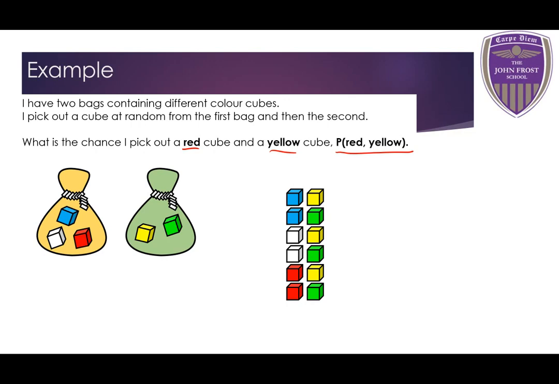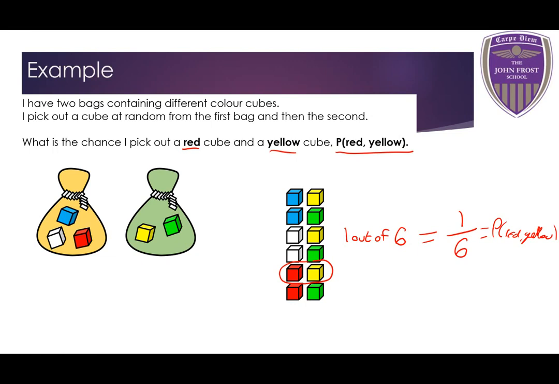So we've got all these options here. We can either get blue, then yellow, blue, then green, white, then yellow, white, then green, red, then yellow, or red, then green. How many of these are red and yellow? Well, there's only one. So there's only one out of how many options? Well, 1, 2, 3, 4, 5, 6. There are 6 different outcomes, okay? So if there's a 1 out of 6 chance of getting a red, then a yellow, then the probability is 1/6. That's going to be P of red, then yellow.